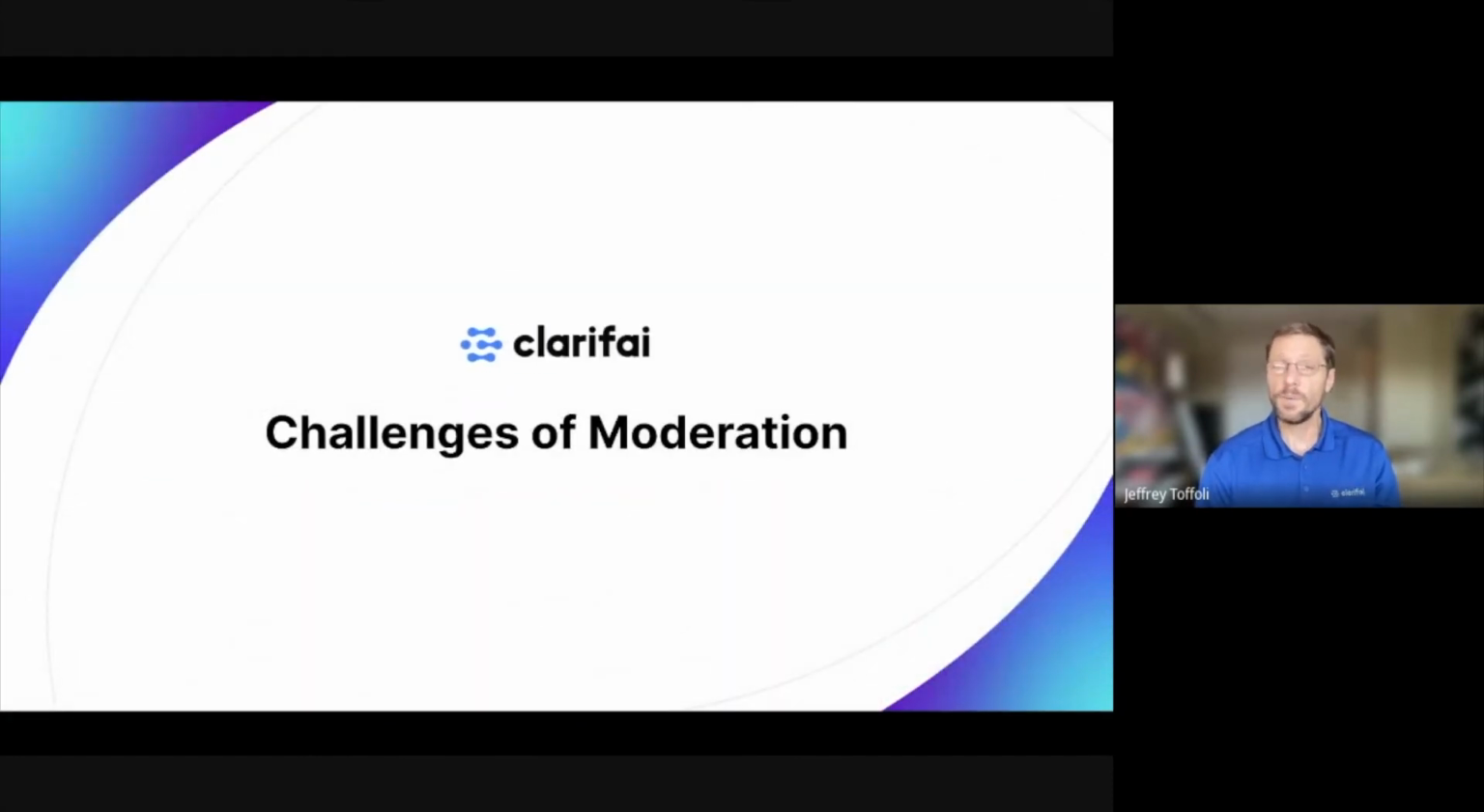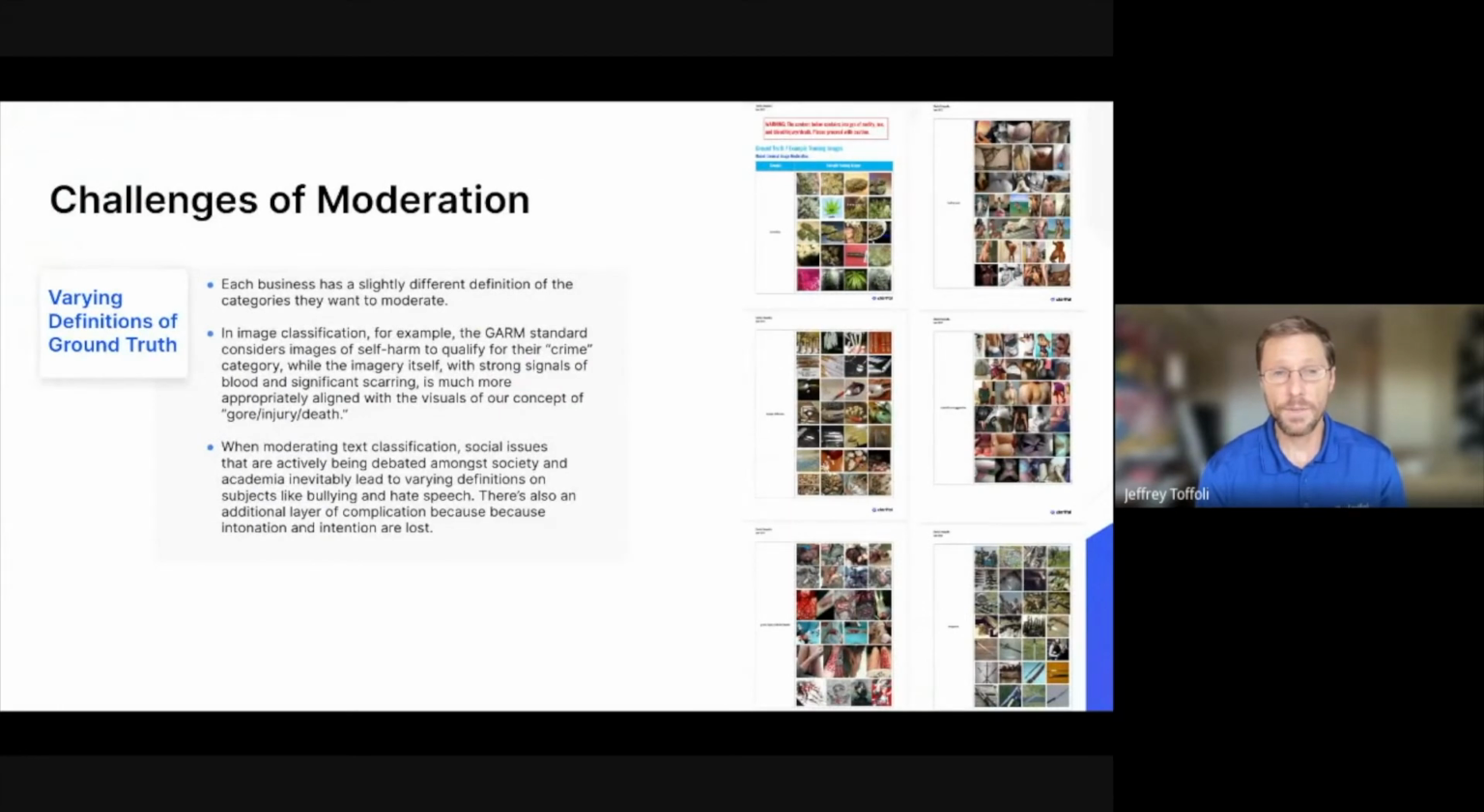So let's dig into some of the challenges that you may inevitably run up against when developing your own moderation solution. To begin with, and perhaps the most important thing to get right, is addressing the varying definitions of ground truth. Each business has a slightly different definition of the categories that they want to moderate. In image classification, for example, there's a popular GARM standard that's used in the advertising industry, which considers images of self-harm to qualify in the crime category.